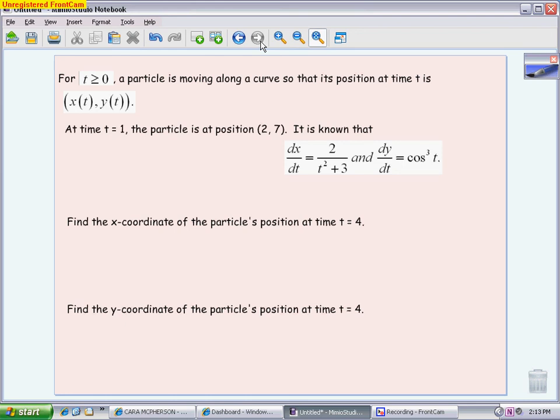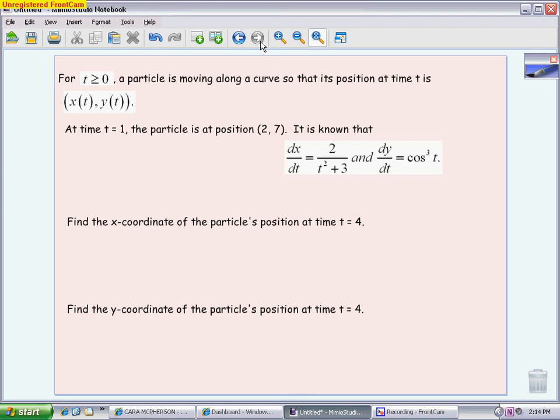So what they tell us, we're working with positive time. T has to be bigger than or equal to 0. Again, it's particle motion. We know at time t equals 1, the particle is at a position of (2, 7). We're given the derivative of x and the derivative of y as a set of parametric equations. And we have to do two things. We have to find the x-coordinate of the particle's position at 4, and then we're going to find the y-coordinate of the particle's position at 4.